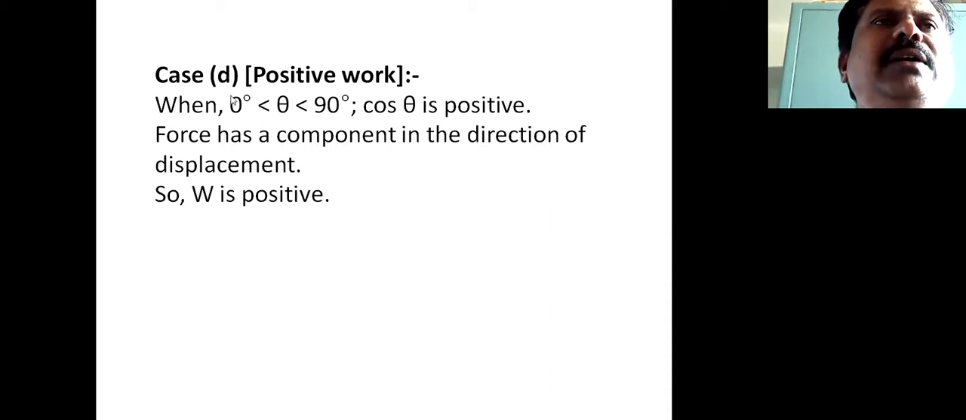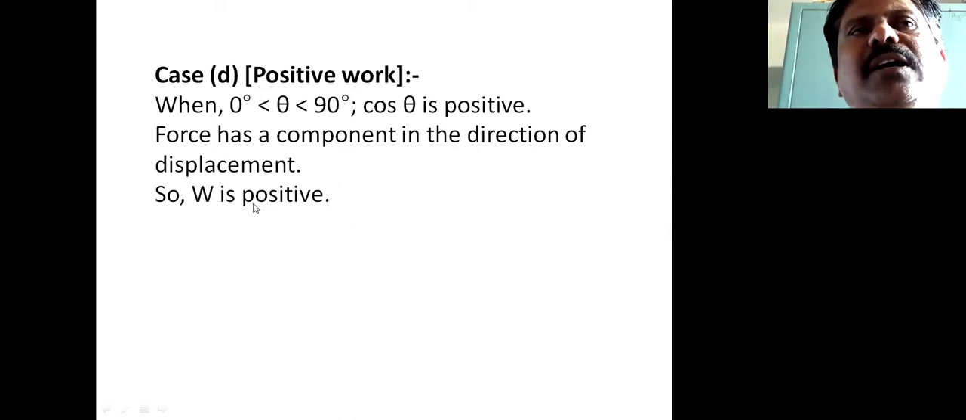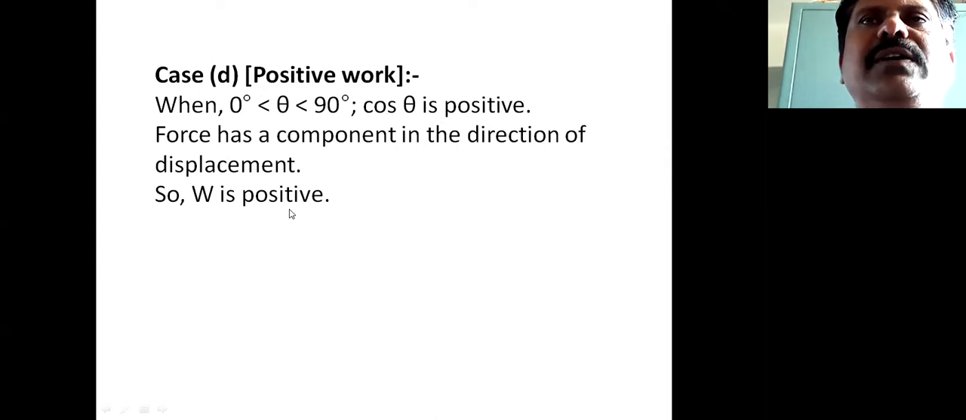So at what time is positive work done? That means theta lies in 0 less than theta less than 90 degrees. That means your cos theta is positive. So in such cases, the force has a component in the direction of the displacement. When theta lies between 0 and 90 degrees, the work done on that object is positive. That is, W is a positive work.